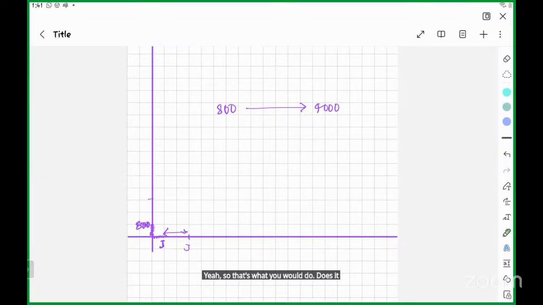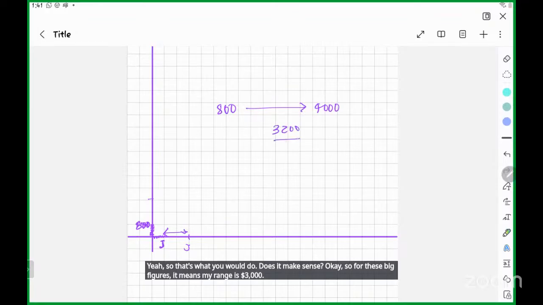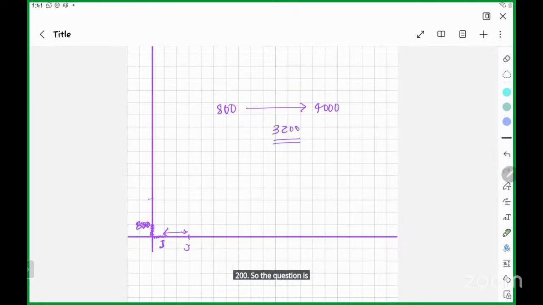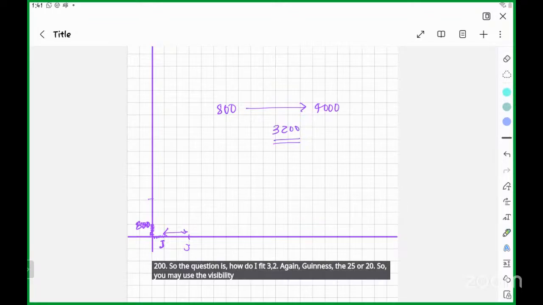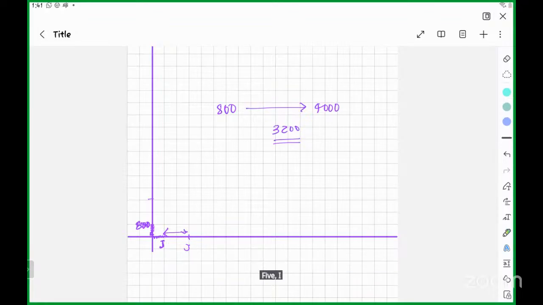Does it make sense? Okay, so for these big figures, it means my range is 3,200. So the question is, how do I fit 3,200 against the 25 or 20? So you may use divisibility. You may say, if I take for every 5, I do 100. How much will I need? 160 may disturb you. Try to use multiples of 500, 1,000, 100, 1,000, and 500. Those multiples.